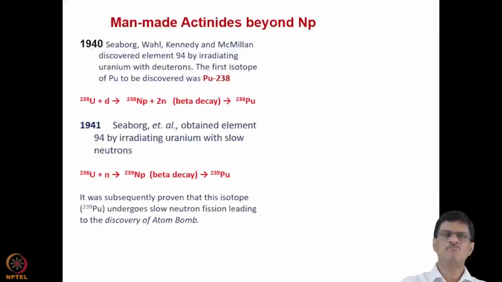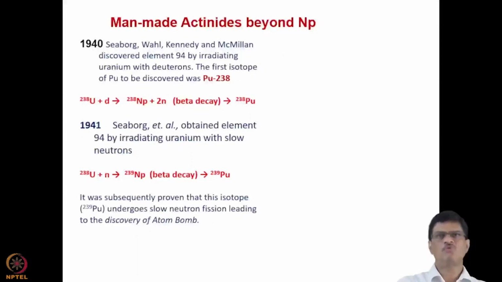Now beyond neptunium, subsequently many other actinides were discovered. Plutonium-238 was discovered by Seaborg, Wahl, Kennedy and McMillan in 1940, and this was called element 94, where uranium was irradiated by neutrons from the cyclotron facility at the Lawrence Radiation Laboratory, and this was the first plutonium isotope which was discovered.